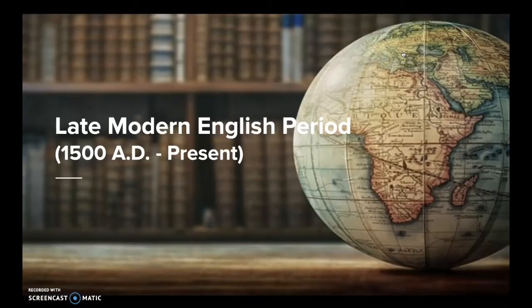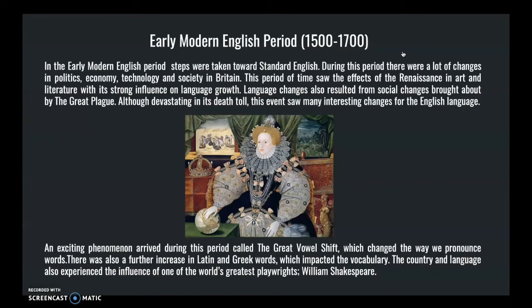Now, going on into the Modern English period, which starts in 1500 and runs until the present day. This Modern English period can be divided into two eras: the Early Modern English period and the Late Modern English period. Starting with the Early Modern English period, which starts in the 1500s and ends in the 1700s, many steps were taken towards the standardization of English.